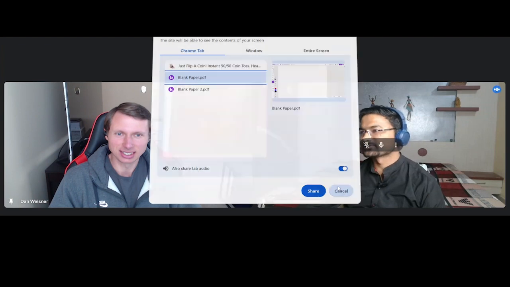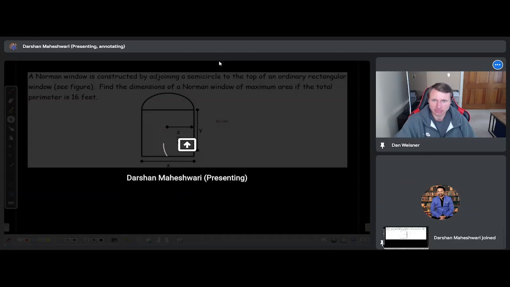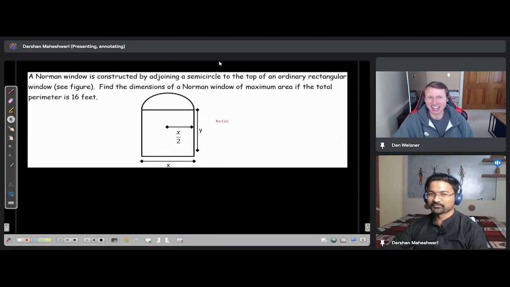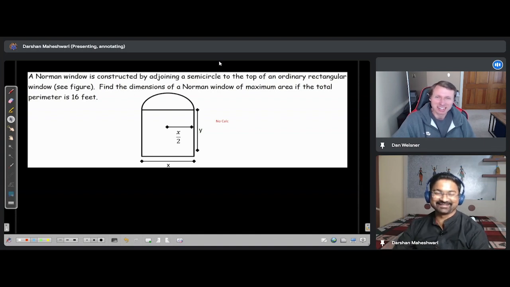I will just share the screen. You can probably screenshot this. Yep. All right, there you go. Just looking at the picture, I'm going to guess it's an optimization question. Absolutely. Spot on.